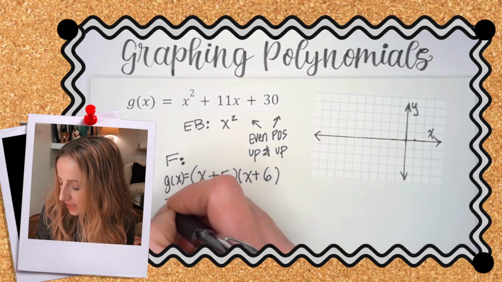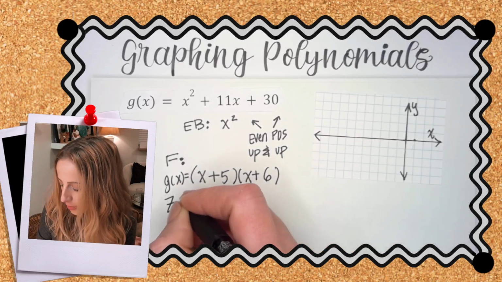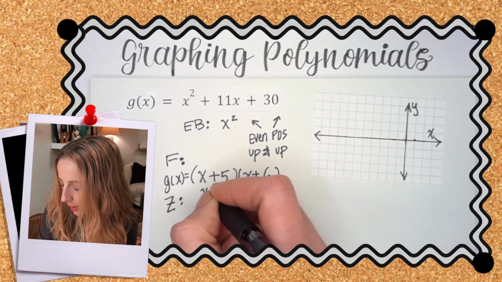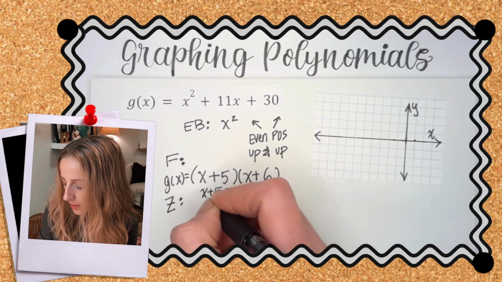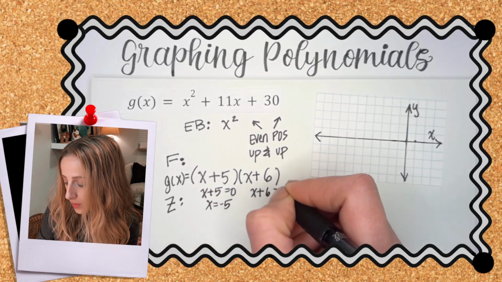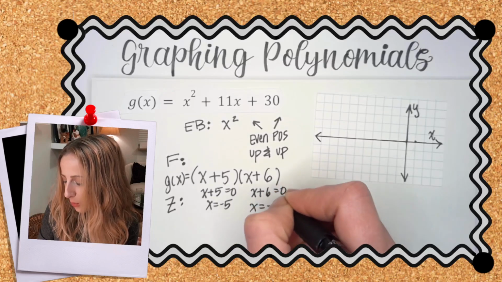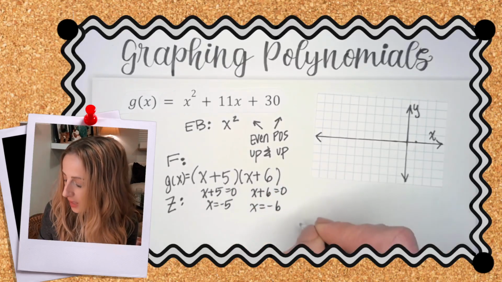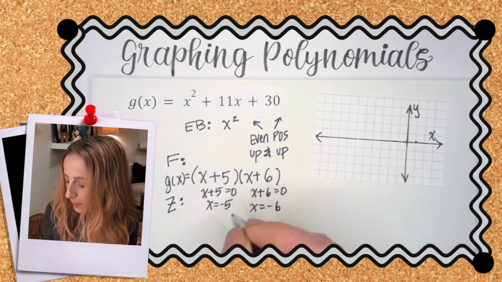All right, next is Z for zero product property. So we're going to set each factor equal to 0. x plus 5 equals 0. That means x equals negative 5. That's one x-intercept. x plus 6 equals 0. That means x equals, oh my gosh, if you hear him, I'm so sorry, negative 6. That's another intercept.